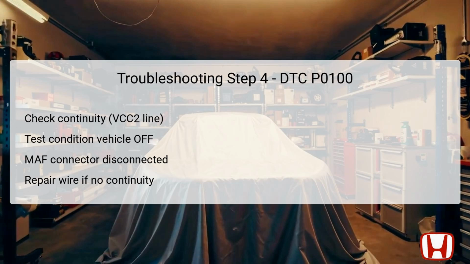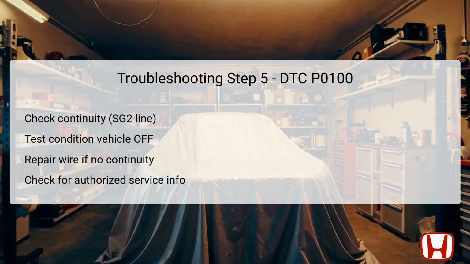If continuity is proven, this means the VCC2 wire is intact and functioning as it should, allowing you to proceed to subsequent checks. However, if there is no continuity, it indicates an open circuit in the VCC2 line, necessitating repairs to restore connectivity between the MAF sensor and the PCM.